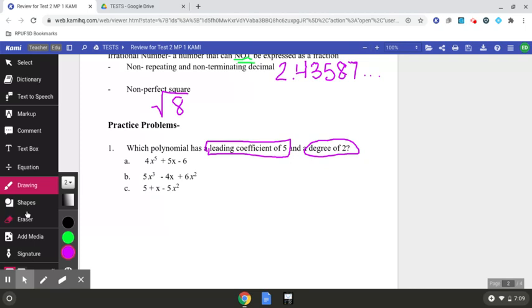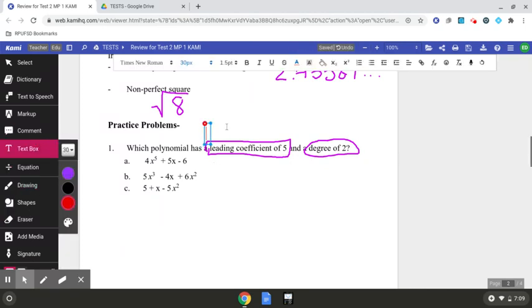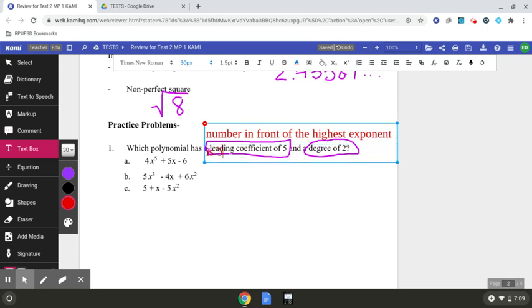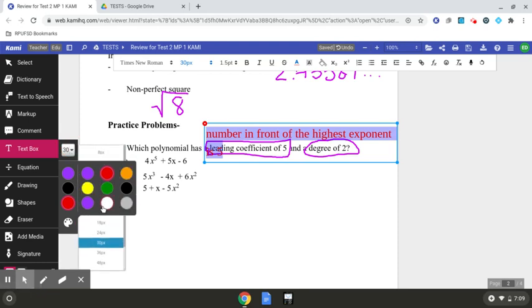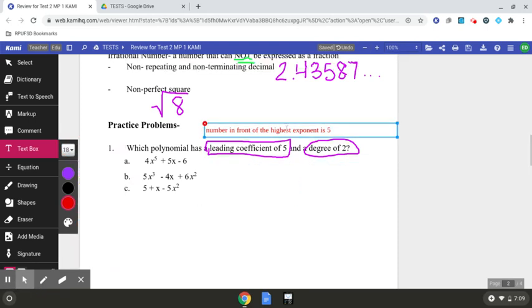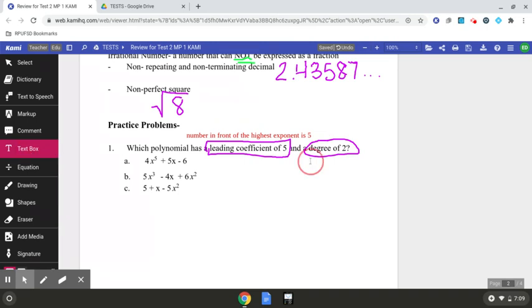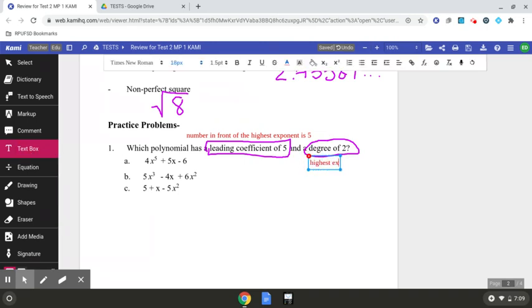So what do these two things mean? A leading coefficient of 5 means that the number in front of the highest exponent is 5, right? By definition, that's what that means. When you see degree of 2, that just means that the highest exponent is going to be 2.